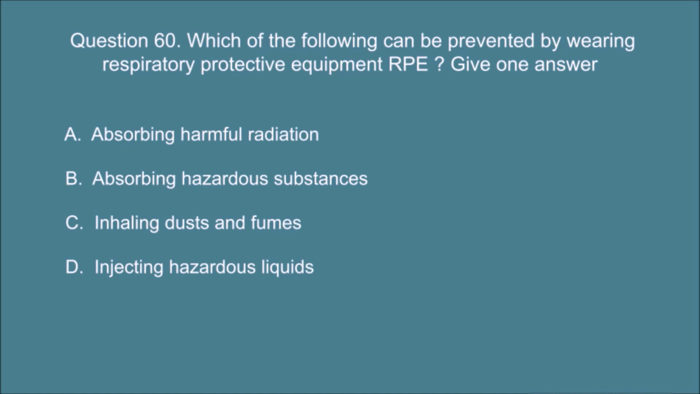Question 60. Which of the following can be prevented by wearing respiratory protective equipment, RPE? Give one answer. A. Absorbing harmful radiation. B. Absorbing hazardous substances. C. Inhaling dusts and fumes. D. Injecting hazardous liquids. The correct answer is C. Inhaling dusts and fumes.